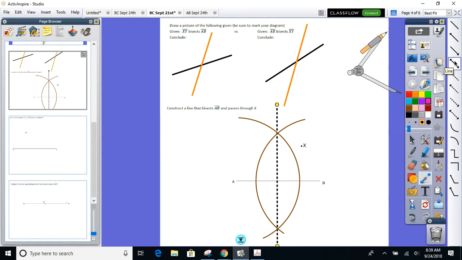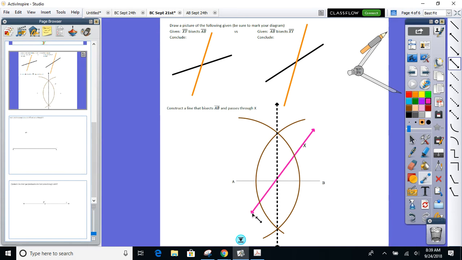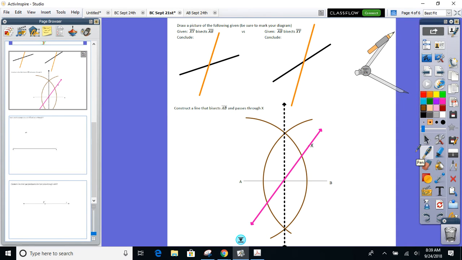And again, that is a perpendicular bisector, remember. It's perpendicular to AB and bisecting it, but my direction said it must go through X. So what I'm going to do, line up my straight edge with X and the midpoint. And draw it through. So that pink line is what I'm looking for here.